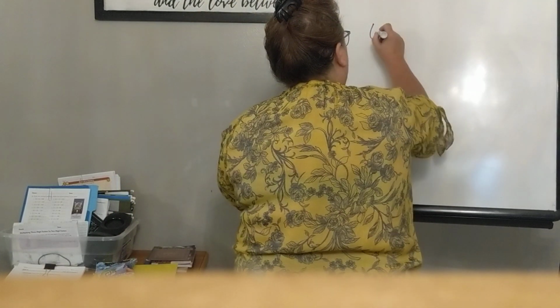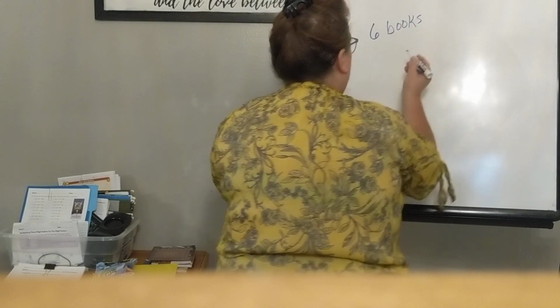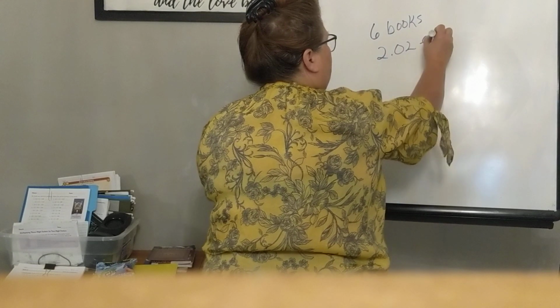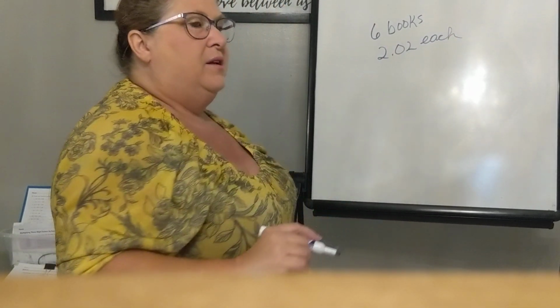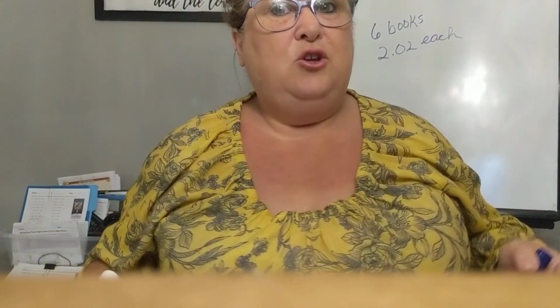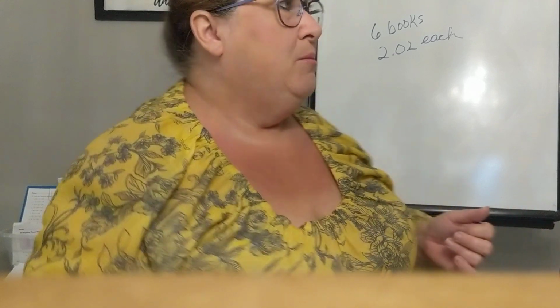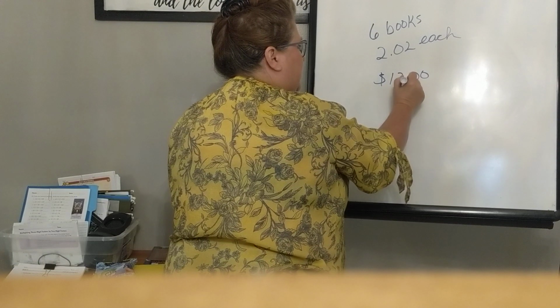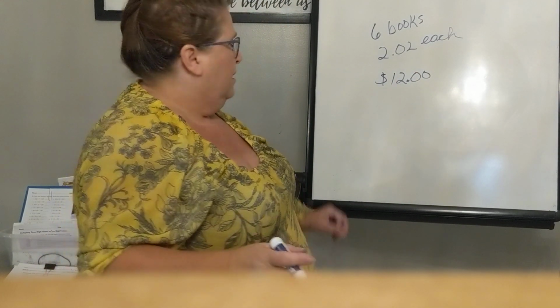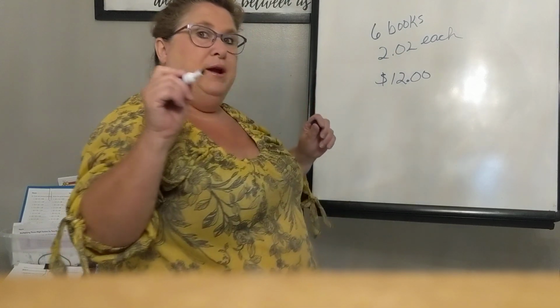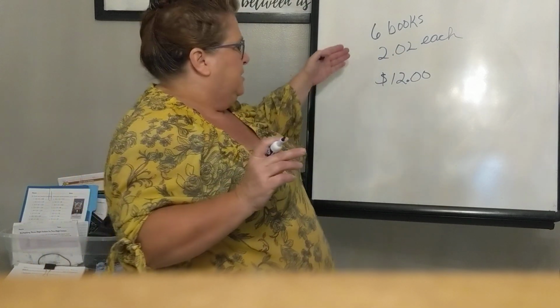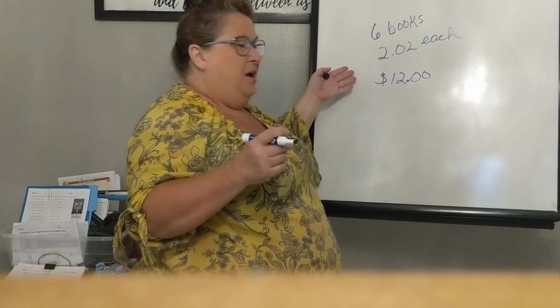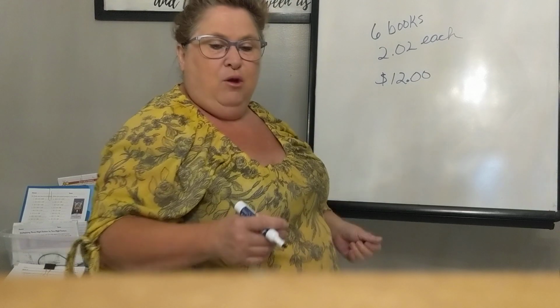Let's say that you wanted to buy 6 books, and the books were $2.02 for each book. If you were just trying to give mommy an estimated amount of how much money you were going to need for your books, you would in your mind think, well, 6 times 2 is $12. So the estimated amount would be $12. You didn't multiply 2.02 times 6. You just estimated that 2.02 to be about $2. So 6 times 2 would be 12. That is kind of what estimating is like.